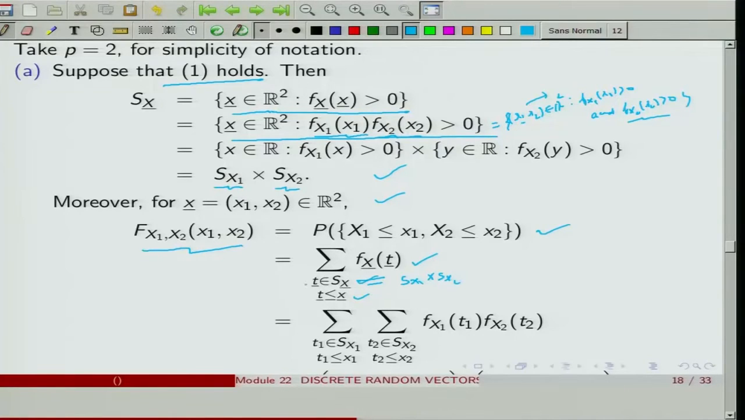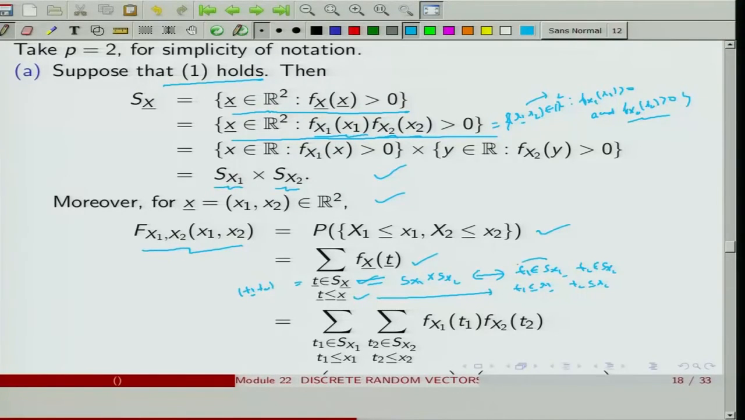So, what is t? t is nothing but (t1, t2). So, (t1, t2) belonging to S_x1 cross S_x2 is equivalent to saying that t1 belongs to S_x1 and t2 belongs to S_x2. And t less than or equal to x is equivalent to saying that t1 is less than or equal to x1 and t2 is less than or equal to x2.